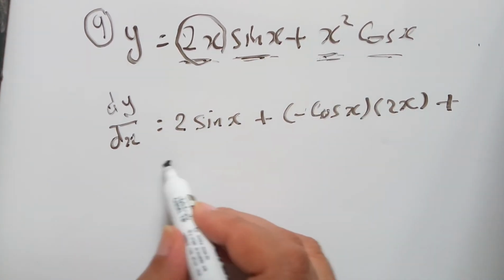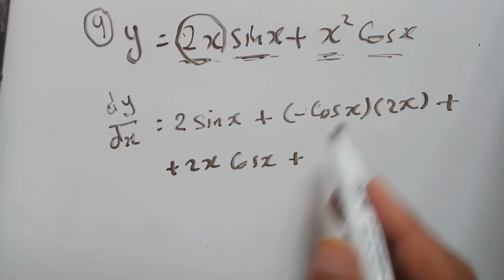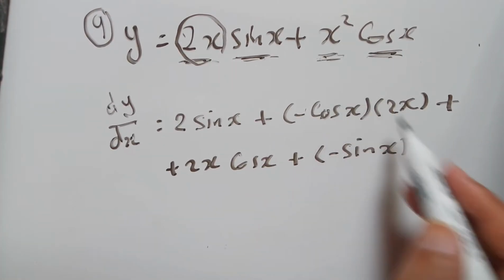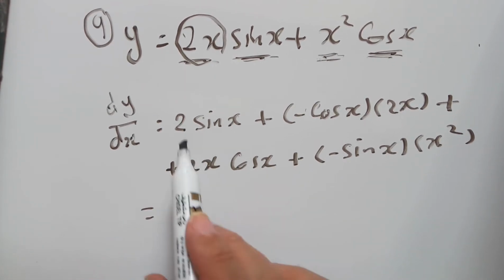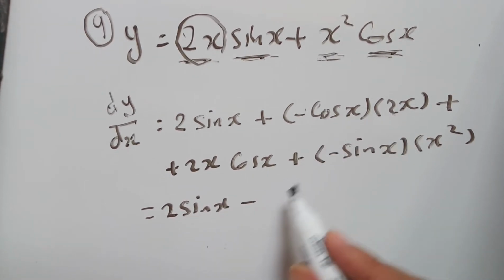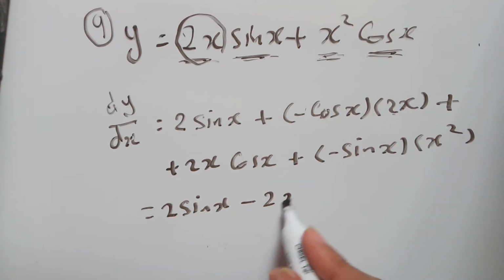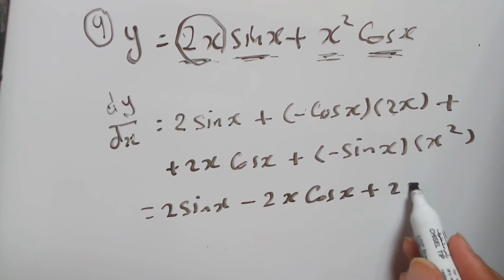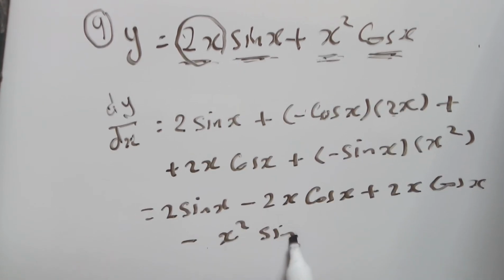What is the derivative for x squared? It will be 2x multiplied by cosine x. Then add the derivative for cosine. It will be negative sine multiplied by the first, x squared. Rewrite your writing again. To simplify your writing, it will be 2 sine x, sorry, negative 2x cosine x here plus 2x cosine x minus x squared sine x.